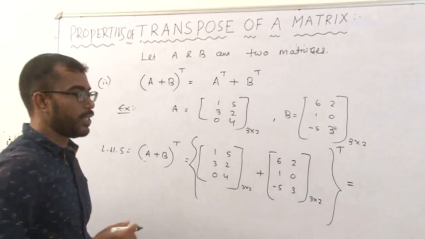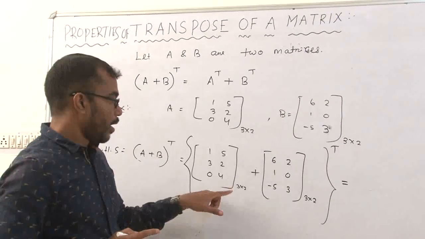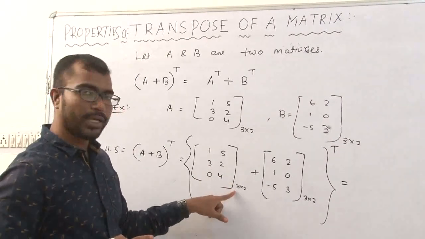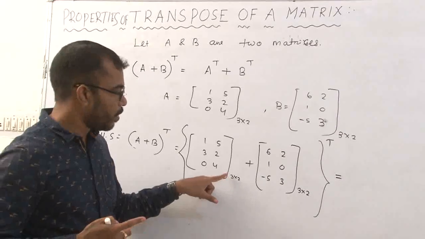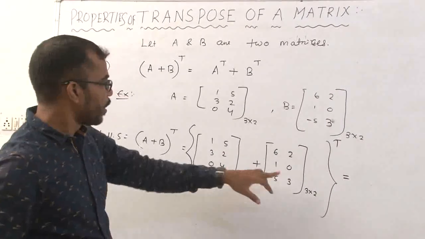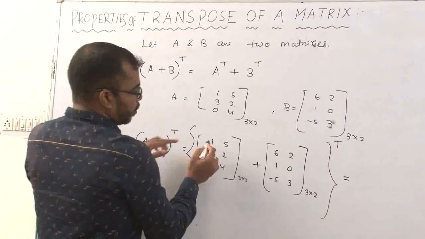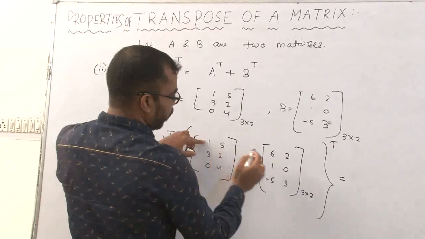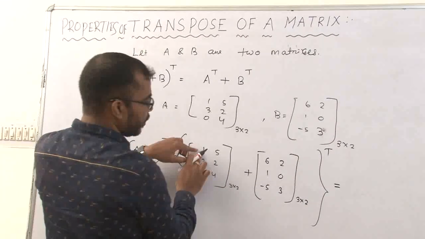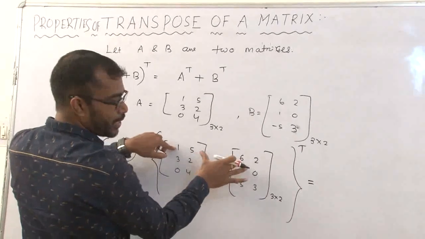In the previous session we discussed how to add two matrices. First of all, we have to check whether we can add them, because if they have the same order, we can add them. So in these questions we can add. The value is 1 plus 6. Addition of two matrices means adding corresponding element to corresponding element.